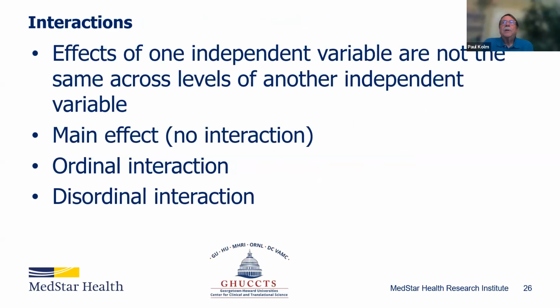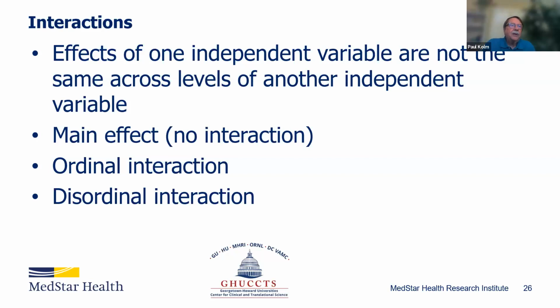Okay, so the next thing we want to look at is interactions, for when we have more than one independent variable in our equation. What an interaction means is that the effects of one independent variable are not the same across levels of another independent variable. So our terminology here: when we talk about a significant main effect with no interaction, or if there's no significant interaction, then we can interpret the main effect directly.